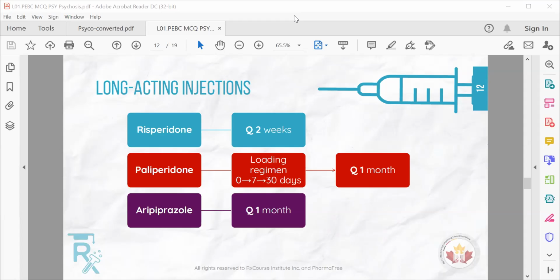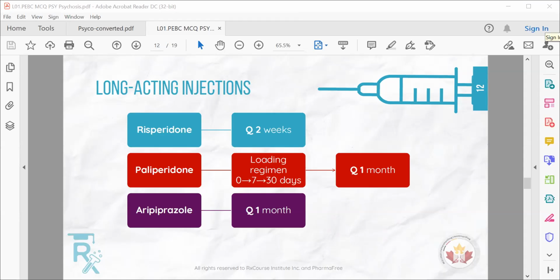Okay? Now, if we talk in details somehow about the injections, the first one is Respiradon injection. Its brand in Canada is called Respiradon. We give it every 2 weeks. Aripiprazole, we give it every 1 month. I left Palpyridone to the end because it has a specific regimen and we have 2 products of Palpyridone injection.